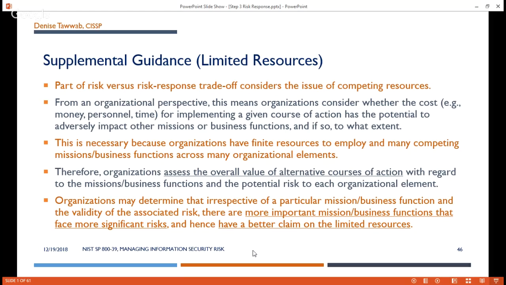Therefore, organizations assess the overall value of alternative courses of action with regard to the business functions and the potential risk to each organizational element. Organizations may determine that irrespective of a particular business function and the validity of the associated risk, there are more important mission business functions that face more significant risk and hence have a better claim on the limited resources.